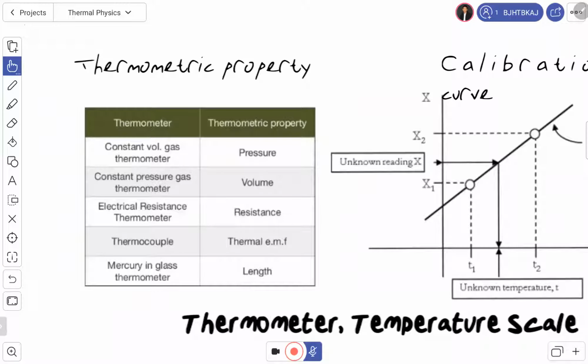A thermometric property is anything intrinsic to the material that changes with temperature. It could be, for example, a gas, where the pressure may change, the volume may change. A piece of metal, at different temperatures, the resistance value will change, and so on. All these properties that change with temperature, we call them thermometric properties. And you can employ the fact that these properties change with temperature to make them into a thermometer.